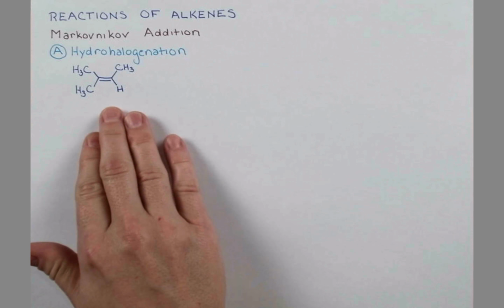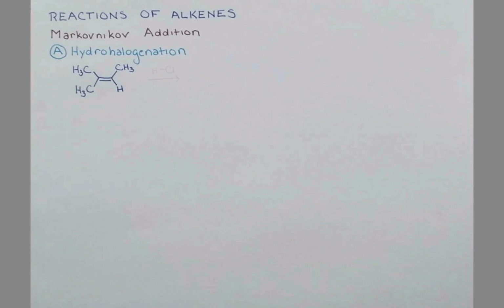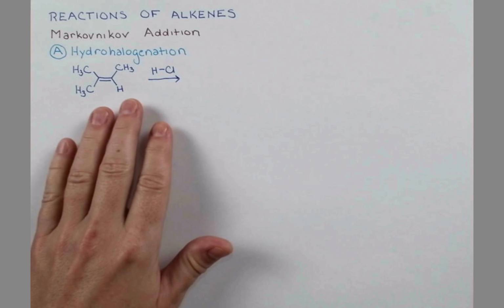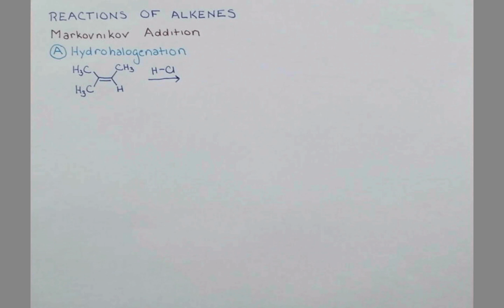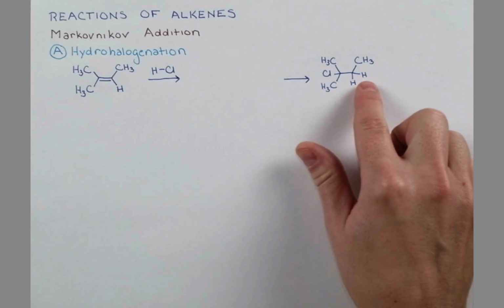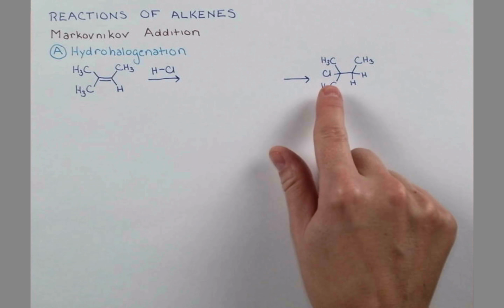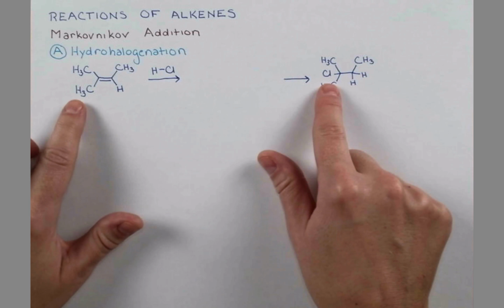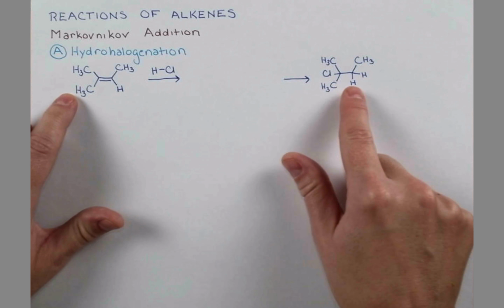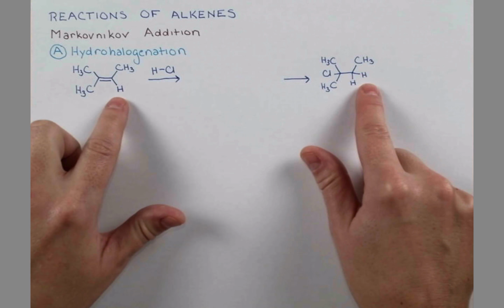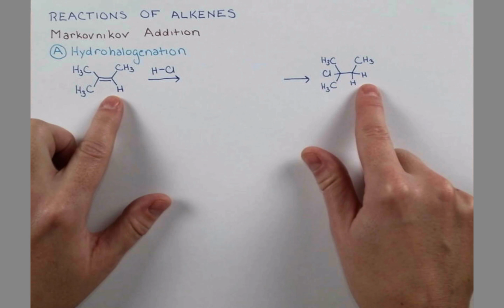Now we're going to react this with hydrochloric acid. And the ultimate result is that HCl is going to add across this bond, giving this product. Now I want you to notice where these groups added. The chlorine added to the more substituted side of the bond where we already had 2 methyls. And the hydrogen from the HCl added to the side where we already had a hydrogen atom.